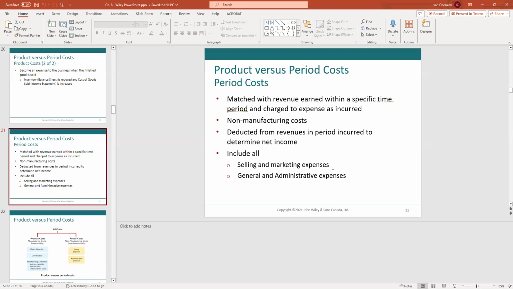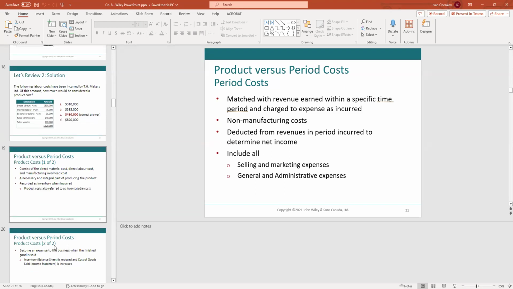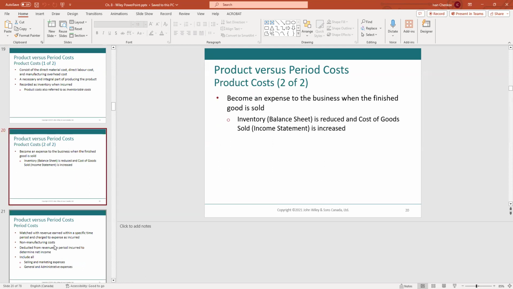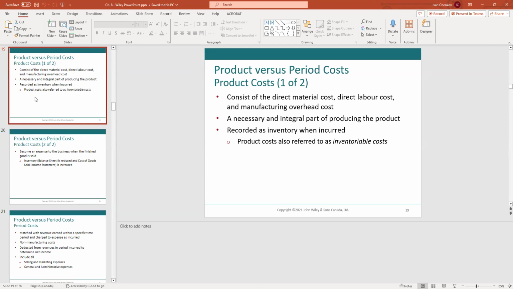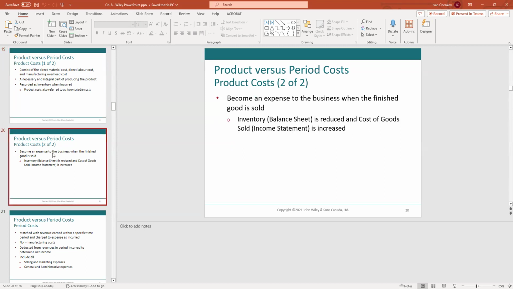So now, once we know that the period cost will be expensed, that raises the question, how about the product cost? Are we not going to expense those ones? Yes, we will. But when? When we sell our inventory. Make sense? As long as we produce the inventory and we keep it as inventory in our warehouse, that's part of our balance sheet, part of our inventory. In order to become part of the expenses, we have to sell it. And once we sell it, that will become cost of goods sold. Make sense?